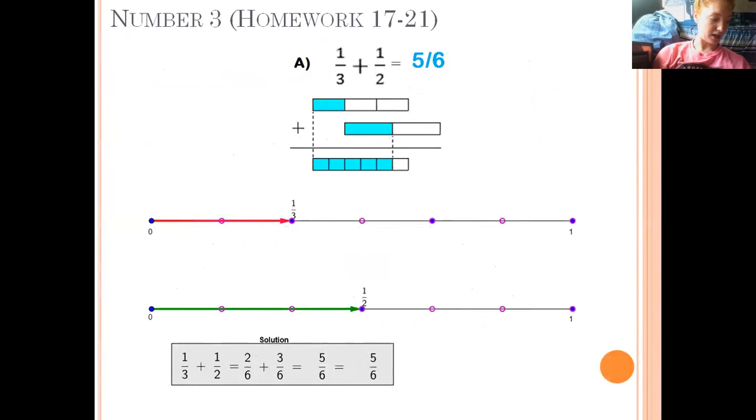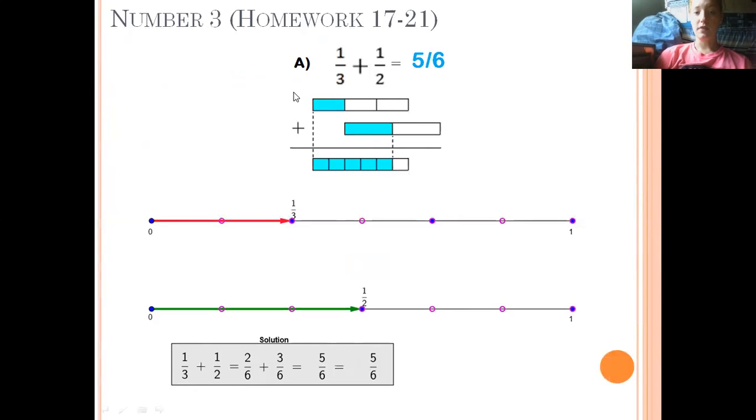So on number 3, there's 4 different parts of the question. Our goal is to represent the equations that we were given with fraction strips and number lines. The fraction strips are very similar to the fraction circle diagrams that we're going to be using in number 4. We should be familiar with the number lines already and the fraction strips. If you're not, then you need to refer back to the problems in Module 4, homework 17 through 21.